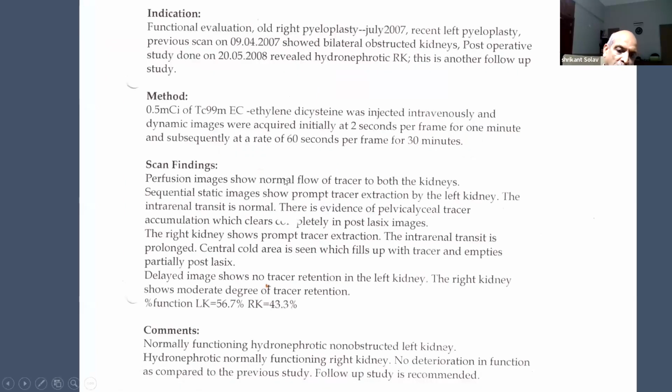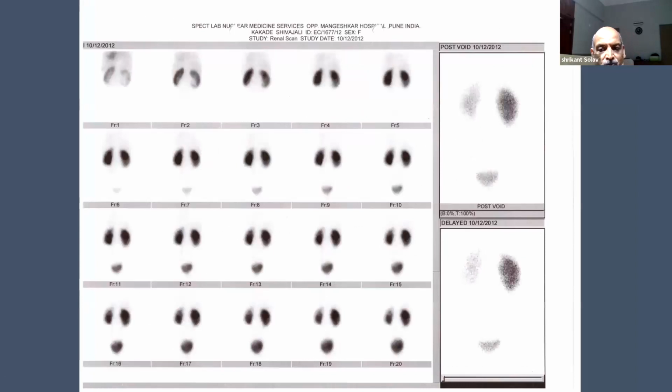So look at the comment. Normally functioning hydronephrotic, non-obstructed left kidney, hydronephrotic, normally functioning right kidney, no deterioration. Follow-up study is recommended. That's what we said. Close follow-up study is recommended. However, hereafter, the patient was lost to follow-up.